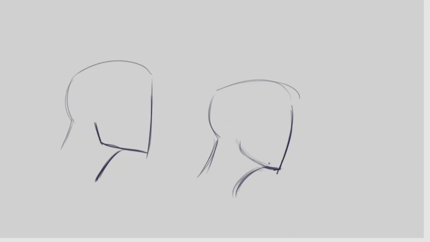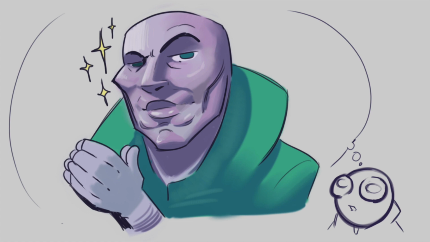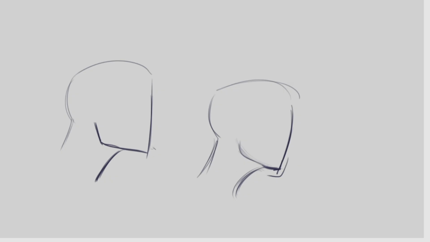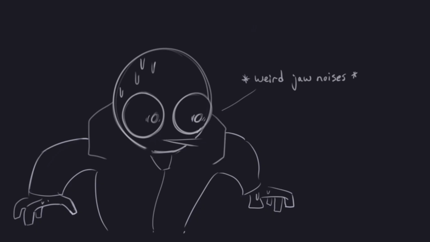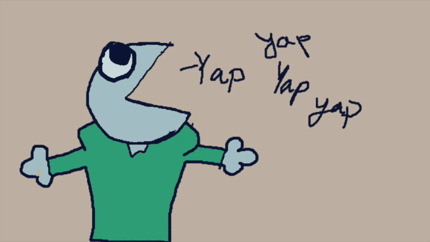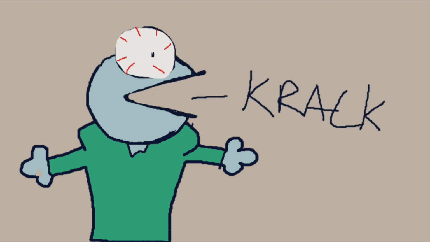I have a bit of a weaker jaw, so I have a rounder face. I don't got that Chad jawline, sorry to disappoint. I also have a weaker jaw just in general, like this is what it sounds like. Also, I can't yap for too long or chew something tough for too long because then I run the risk of almost dislocating my jaw. Yeah, that's happened a few times.